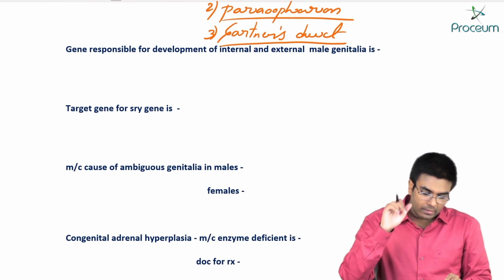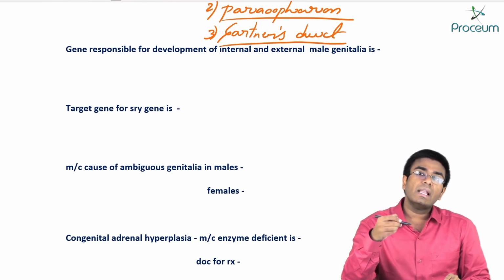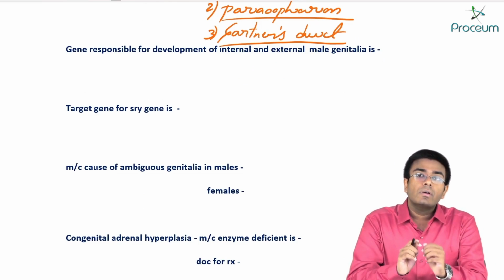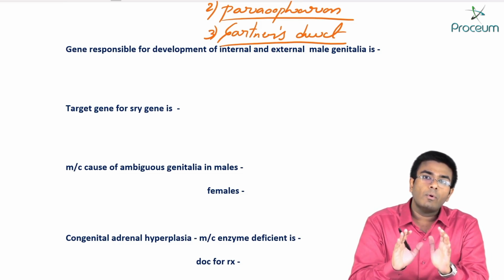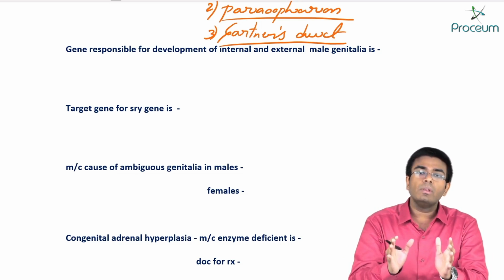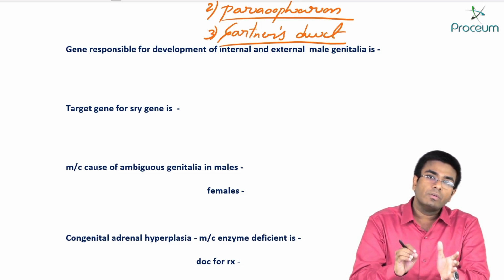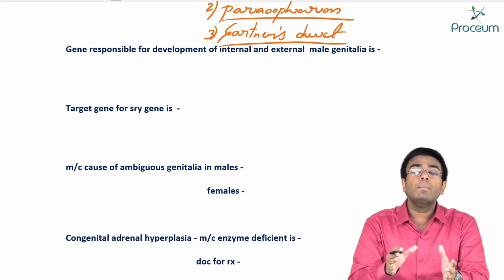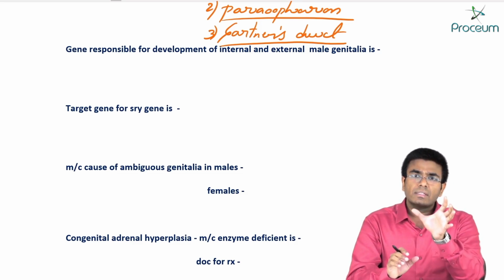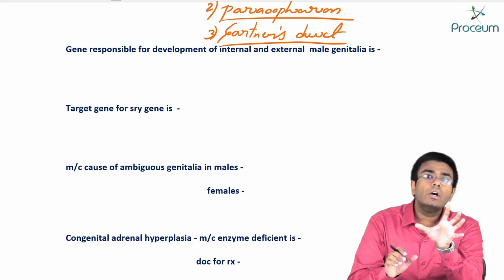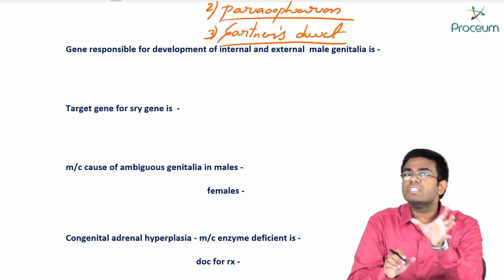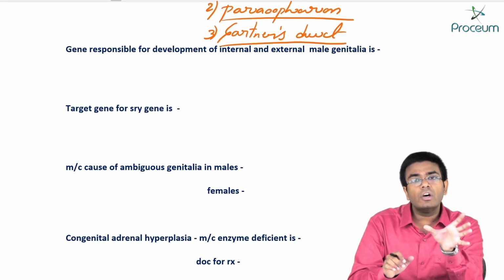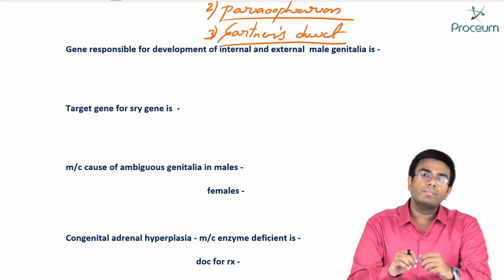Now, the gene responsible for the development of internal and external reproductive organs in a male. See guys, we know that both the male sex and female sex, for example, I am talking about an embryo, can have bipotentiality. The gonads in the embryo are bipotential in nature, meaning the primitive gonads can turn into ovaries or into testes. If they turn into ovaries, the baby becomes female. If they turn into testes, the baby develops into male.